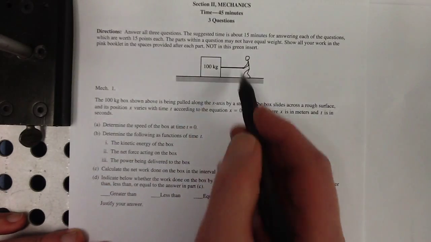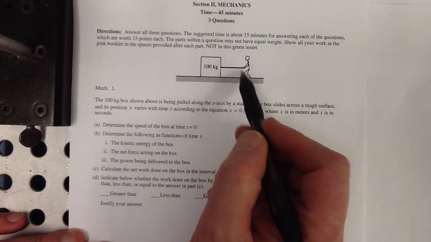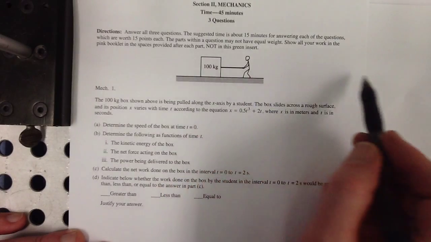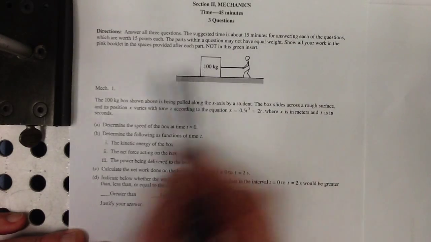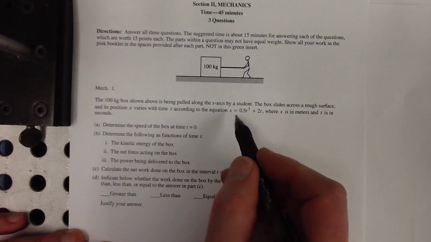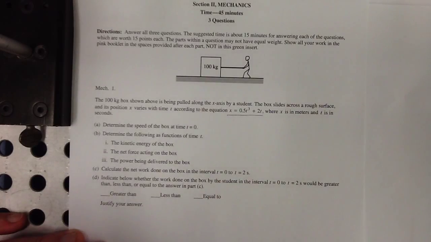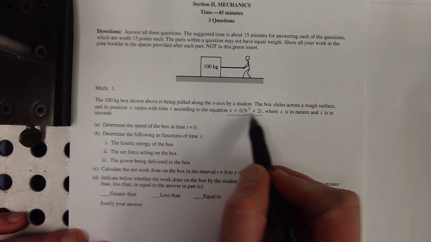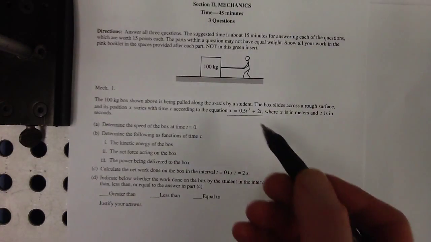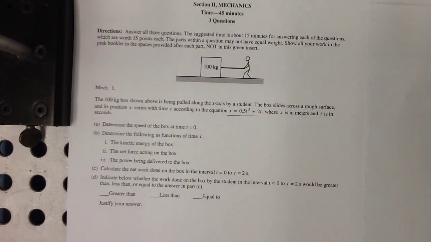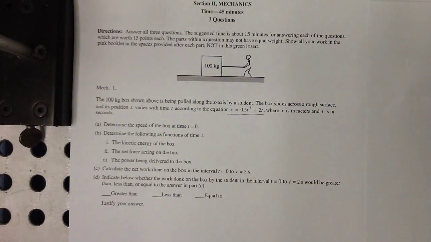So, let's see what we're doing here. We have a student pulling a box across a rough surface. The box has a mass of 100 kilograms. The position as a function of time of the box is this function here. Notice that it is not linear, and it's not even quadratic, so this definitely is not a situation where we have a constant acceleration or constant force. So no kinematics involved here, although it looks like we could maybe use some calculus.